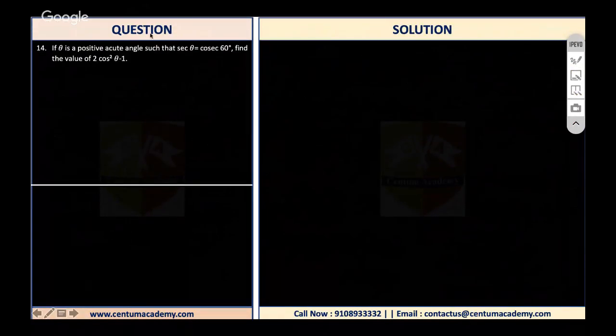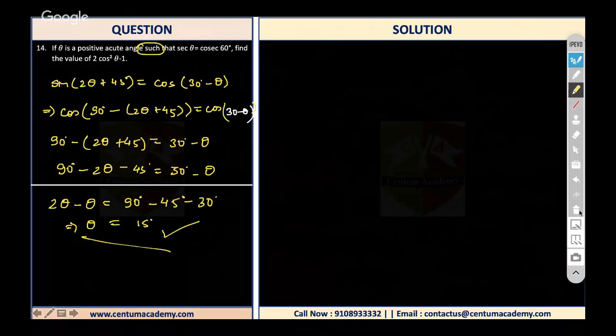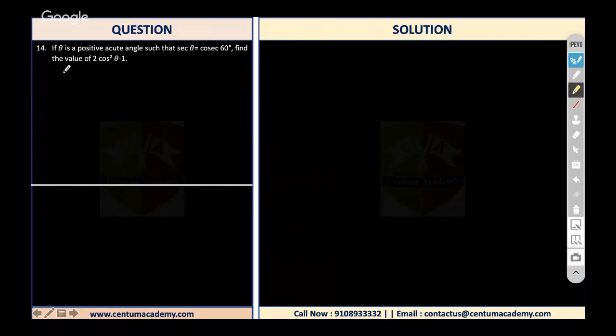Okay, if theta is a positive acute angle such that secant theta is cosecant 60 degrees, find the value of 2 cos square theta minus 1. Okay, so let's do this. The question says theta is a positive acute angle such that secant theta equals cosecant 60 degrees. You have to find out the value of 2 cos square theta minus 1. So secant theta is cosecant 60.